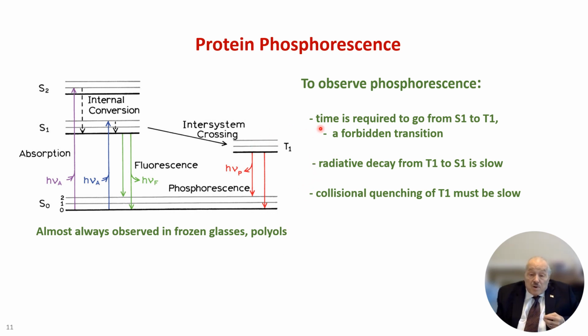And the reason it's long-lived, first of all, it takes time to go from S1 to T1. That's a forbidden transition, so that doesn't happen rapidly. And in order to see that, you have to cool down the solutions to get rid of other non-radiative decay processes. The radiative decay from T1 to S0 is also slow because it's a forbidden process, and you have to turn off any collisional quenching.